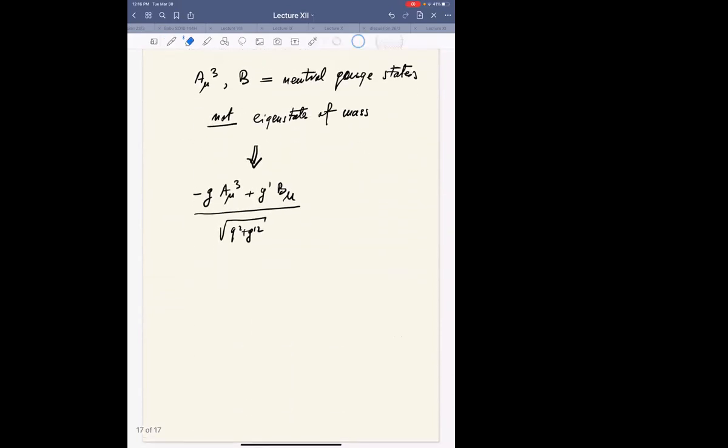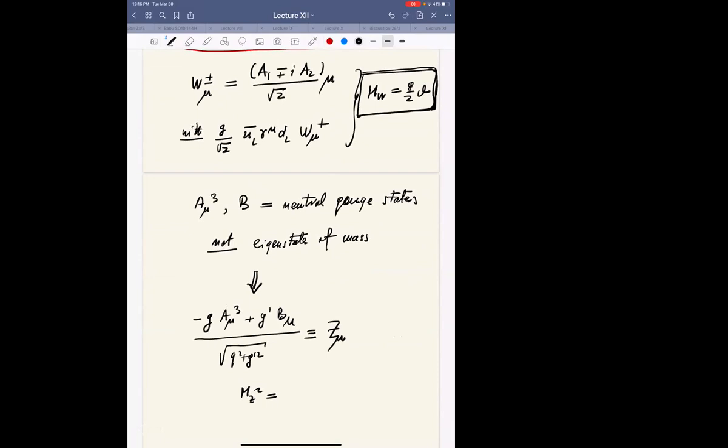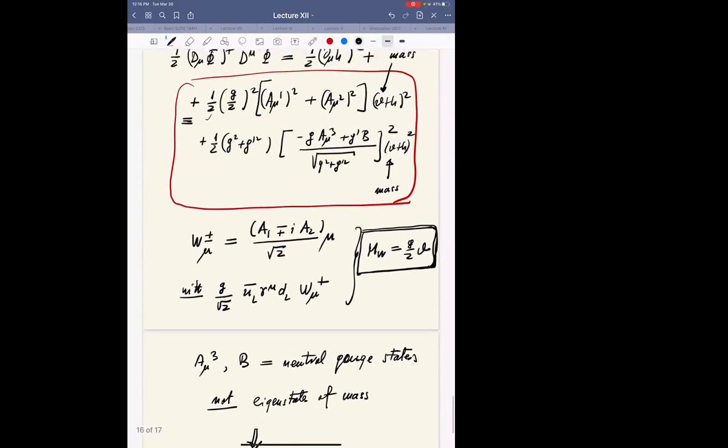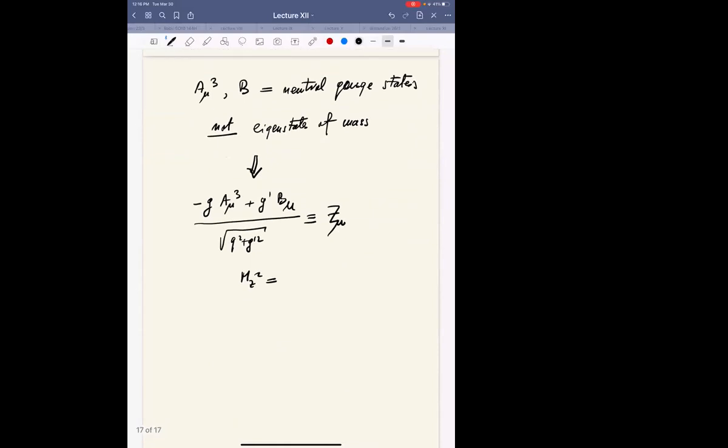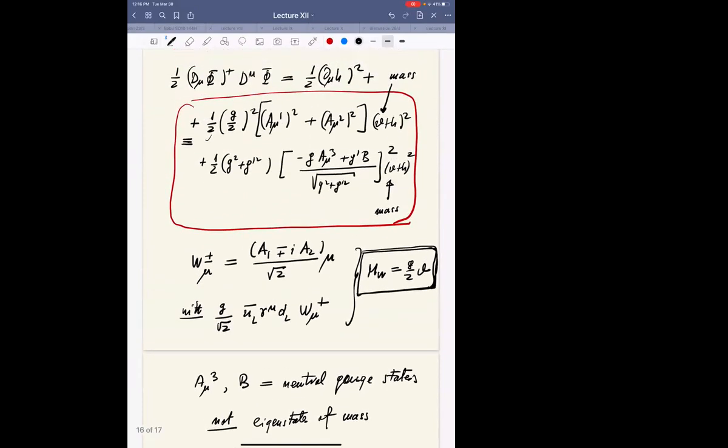So let me give it a name. I'm going to call it Z. And I have that mZ squared is, there is a half in this, so it's 1/4 v squared (g squared plus g prime squared). Notice I have an extra term. No, not g prime squared over 4.